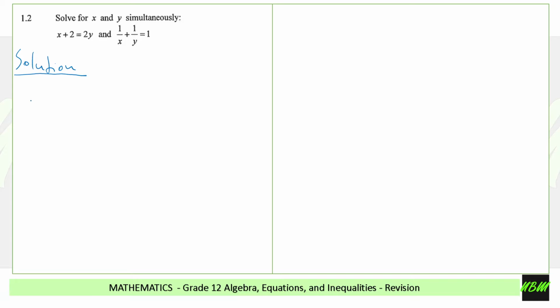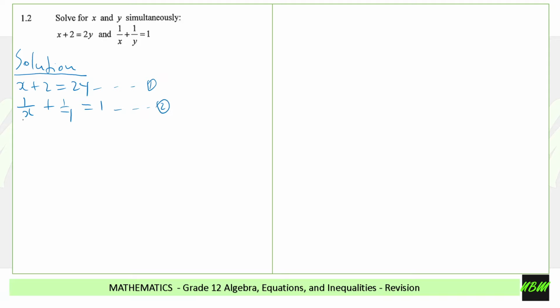Now on question 1.2, we have to solve for x and y simultaneously. We have our first equation, x plus 2 is equals to 2y, our equation number 1, and we have 1 over x plus 1 over y is equals to 1. And this will be our equation number 2.